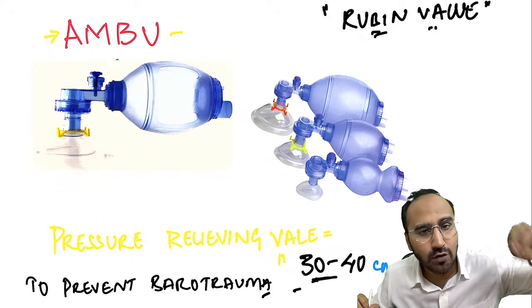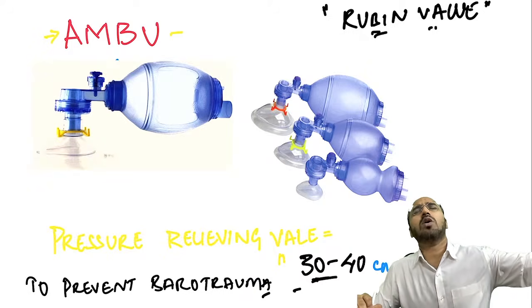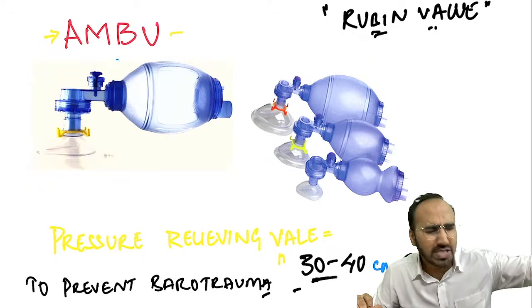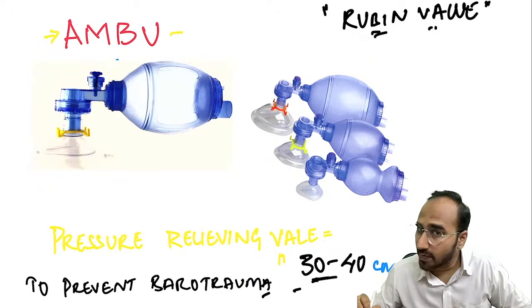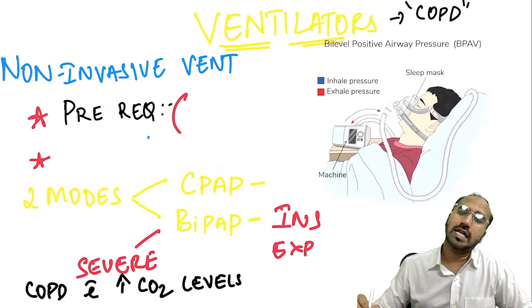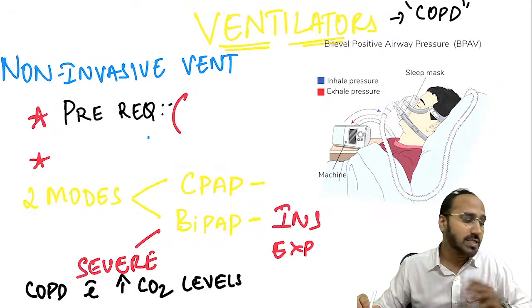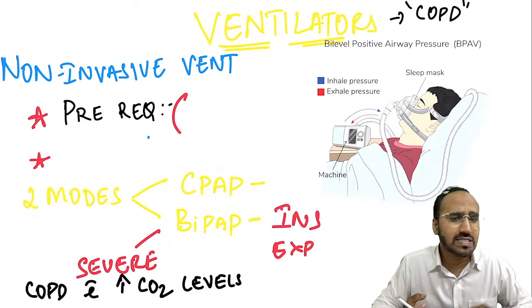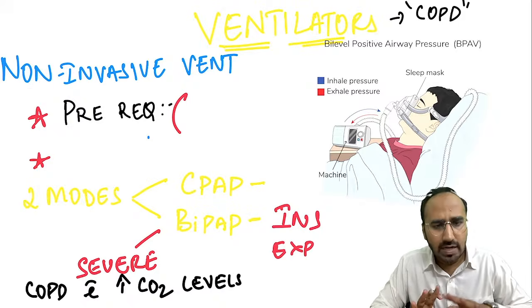You have put the patient on a high flow nasal cannula, but the patient is having much difficulty in breathing. If he is not improving on high flow nasal cannula, then you have to connect the patient to a ventilator. There are two types, guys: one is called non-invasive, the other is invasive. Very simple. We'll keep it simple.